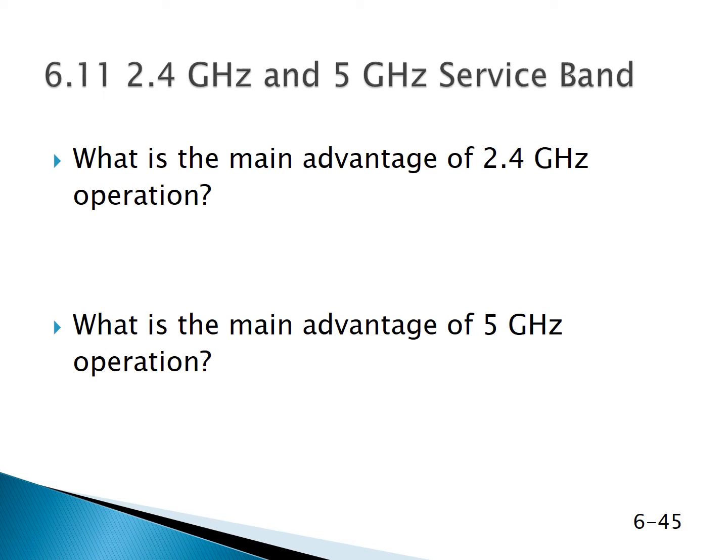Many of the latest standards like 802.11ac and ax, many of the devices actually support dual bands. That means they will support both 2.4 gigahertz and 5 gigahertz. So that's why when you are buying a new router or a new access point, they may say they are dual band. That means they support both service bands.